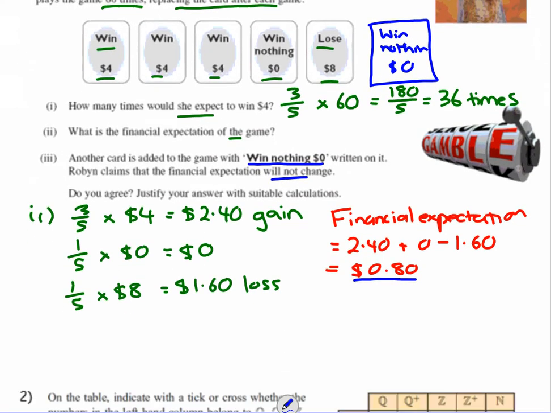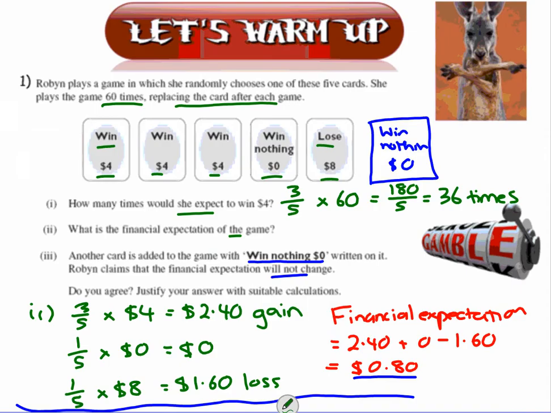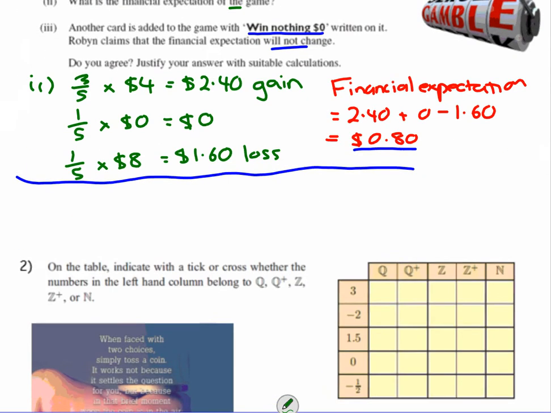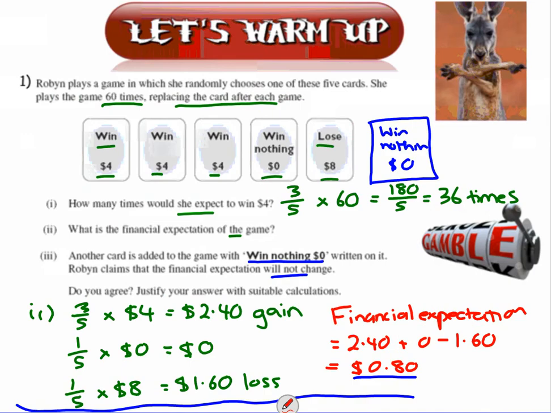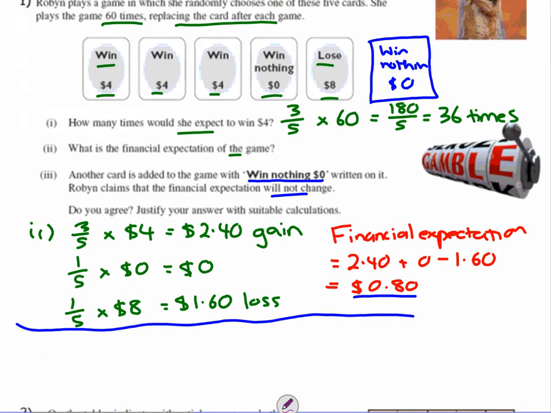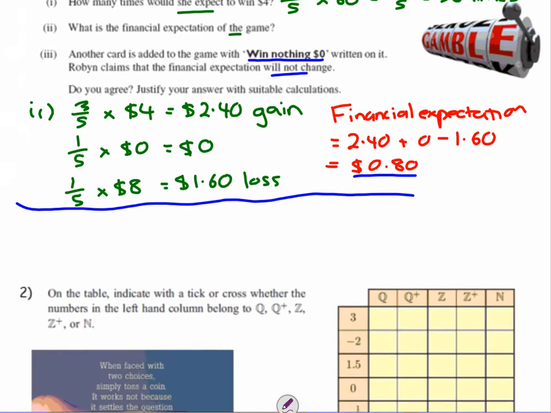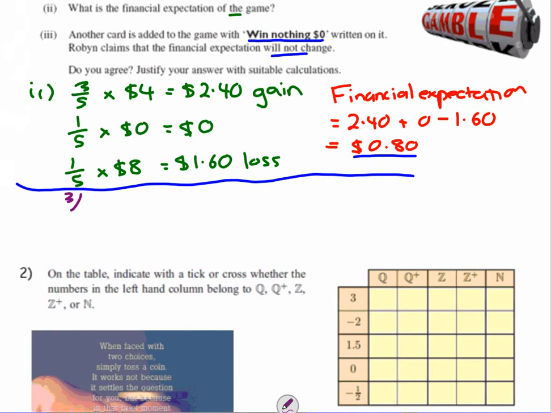So we've got to do what you did up here again. Hopefully you've got some space to do that. So we'll do that again. Okay, so again, we've got 3 win cards, but this time they're out of 6. 3 win $4 cards, but it's 3 out of 6 this time. So 3/6 multiplied by $4. What will that give us? That'll give us $2, basically half of $4.